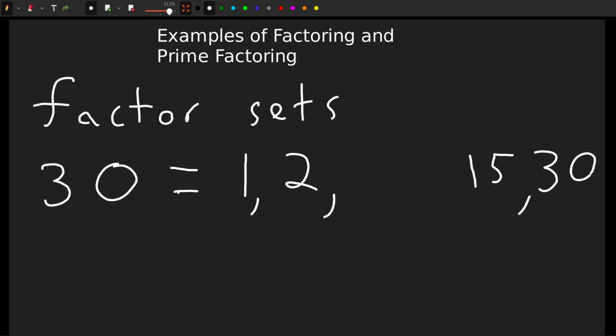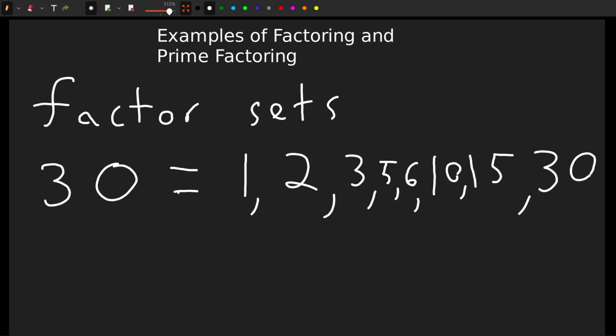Now, we can also look at 30 and say, okay, is it divisible by 3? It's divisible by 1, divisible by 2, and is it divisible by 3? Well, it is. 3 times 10 gets us to 30. And then, I'm about to run out of room here. But we also know that 30 is divisible by 5, and so we have the factors 5 and 6. So in total, the factors of 30 are 1, 2, 3, 5, 6, 10, 15, and 30.